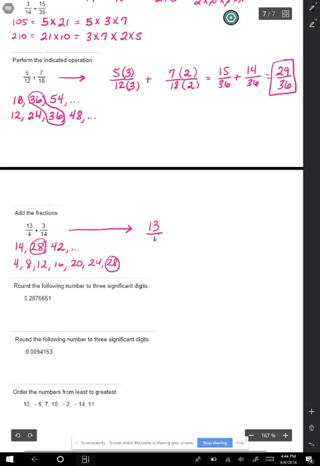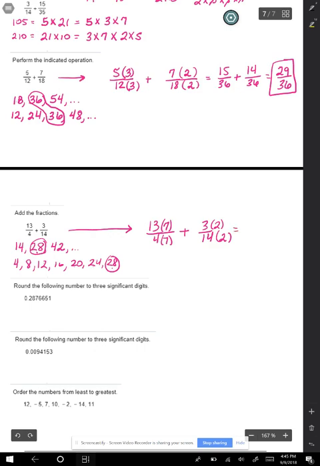So I'm going to rewrite my 13 over 4 and my 3 over 14. And then 4 times 7 makes 28. If you've written out your multiples, you can see that that's 1, 2, 3, 4, 5, 6, 7. So 4 times 7. So I'll multiply up here by 7. And then that was the second multiple of 14, so that would be times 2.